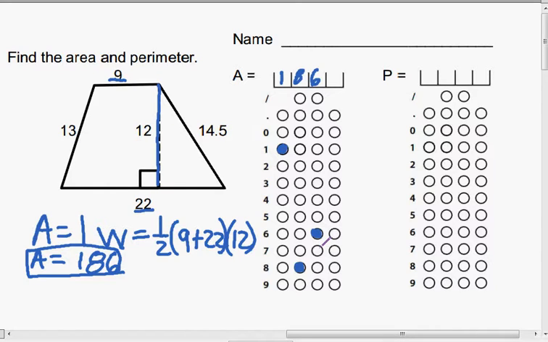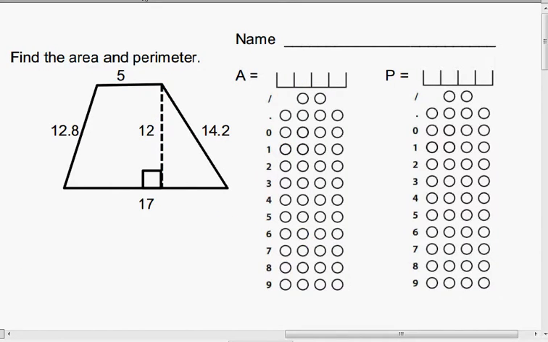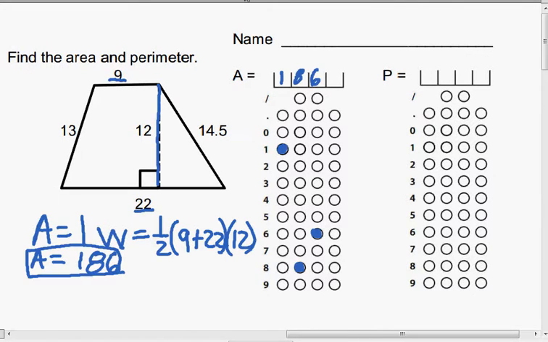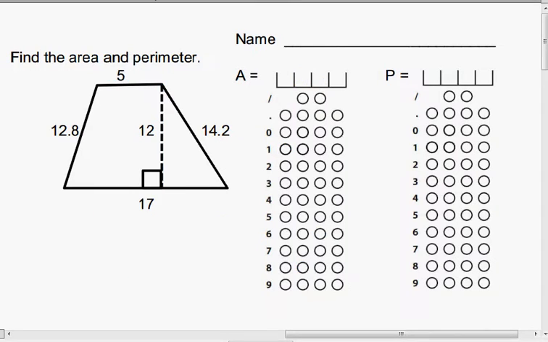So go ahead and work the practice test. Similar problem. I changed the numbers. Yes, different. But you should be able to figure out the area. 2 minutes on that, and then I'll do the perimeter.